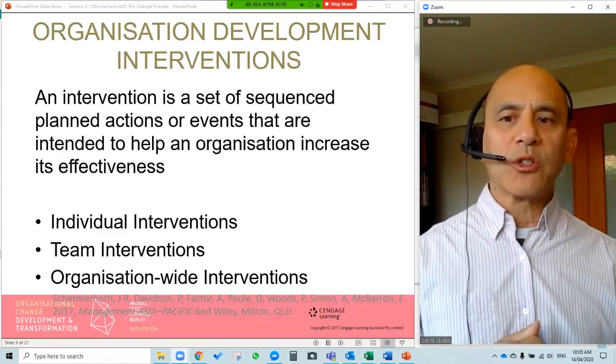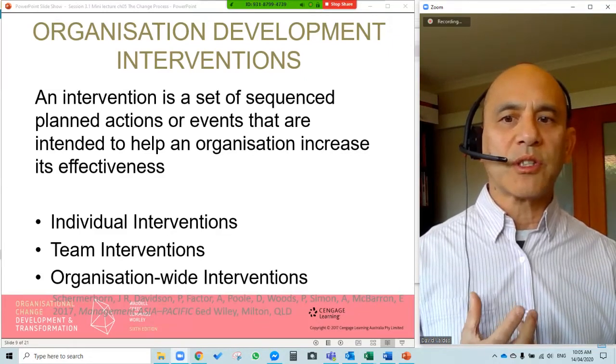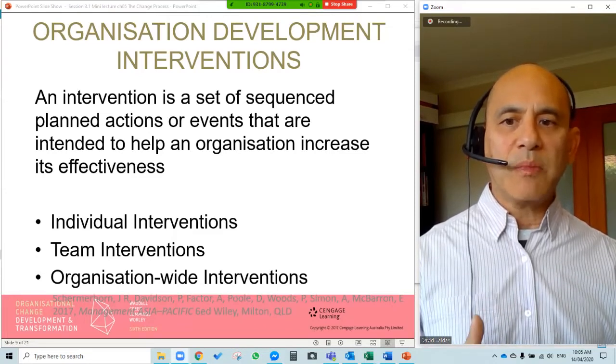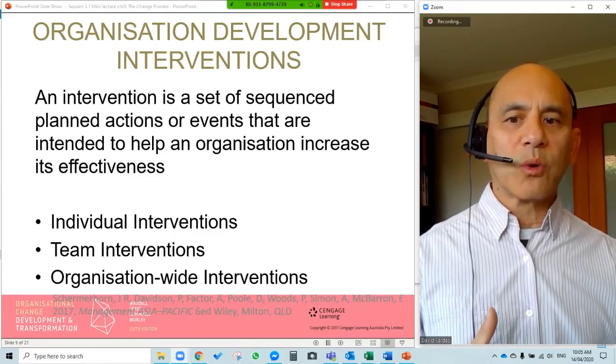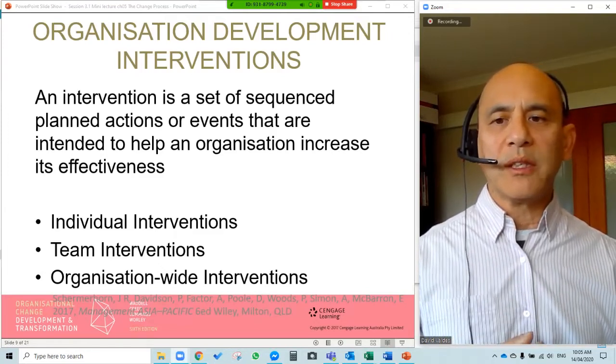So interventions can be divided into three categories. The first is an individual intervention. The next is team intervention. And of course, what we call an organization-wide intervention. So we'll go into detail with each one.